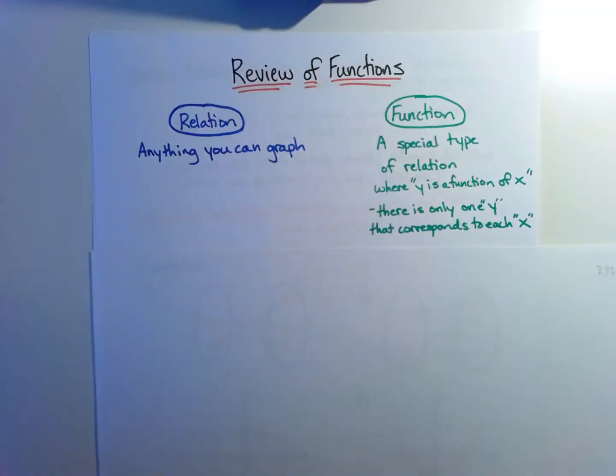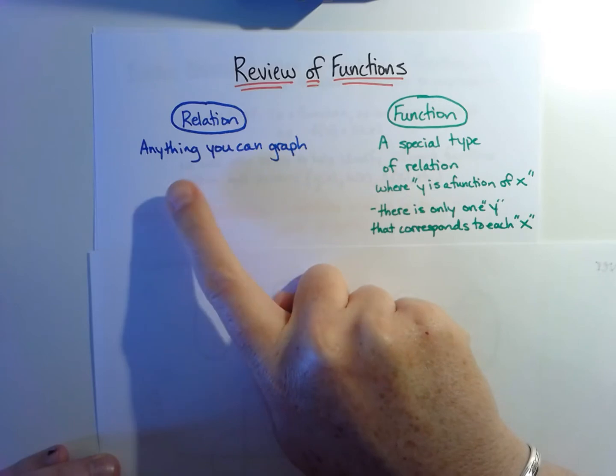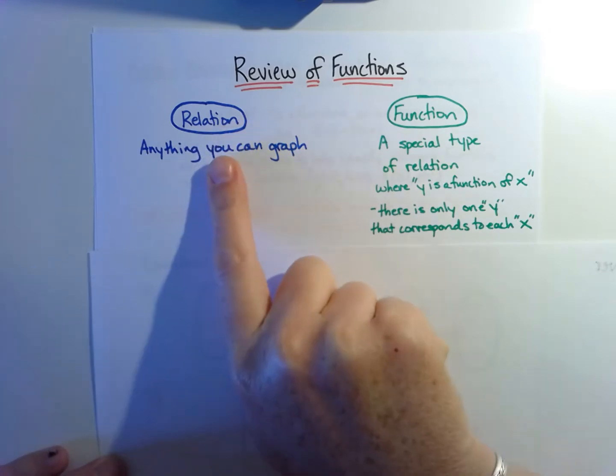Okay, so let's talk about functions. We need to review a couple basics of how functions are defined, some examples, and some things we can do with them. So, first things first, a relation is what we call anything that we can put on a graph. So, anything you can graph, we call a relation.